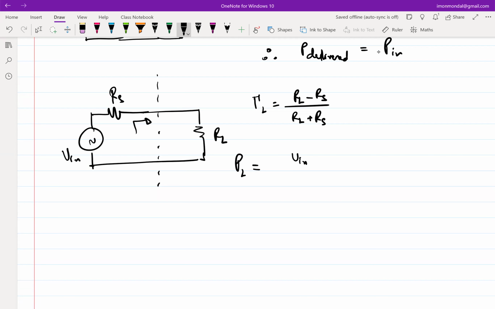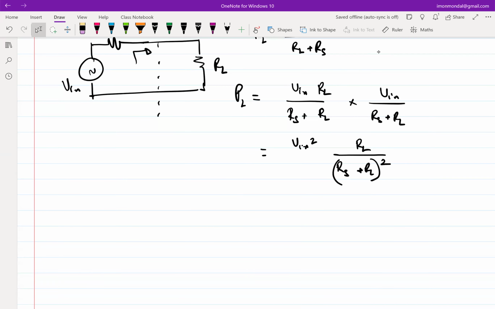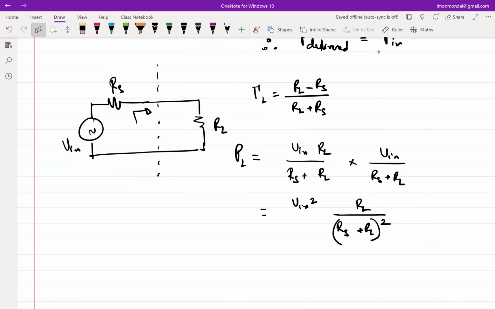So power at the load is essentially in this case your V in RL by RS plus RL. This is the voltage times V in by RS plus RL. So essentially this becomes V in squared RL by RS plus RL, whole square. Now I want to express this in terms of the power that is going in and power that is reflected. I'll have to take out an expression which is equal to that power going in, right?